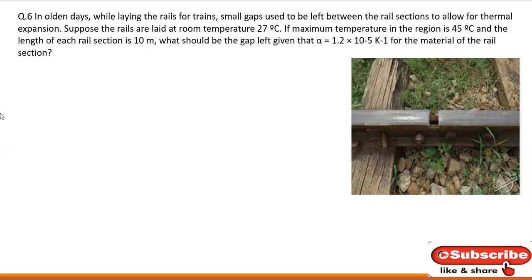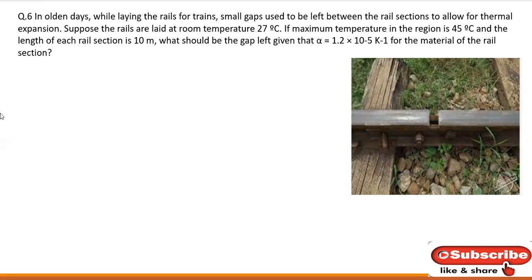In olden days, while laying the rail for train, a small gap used to be left between the rail sections to allow for thermal expansion. Suppose the rails are laid at room temperature 27 degrees Celsius. If the maximum temperature in the region is 45 degrees Celsius, and each length of rail is 10 meters, what should be the gap left between them? The linear coefficient of expansion alpha is 1.2 into 10 raised to minus 5 per Kelvin for the material of rail section.